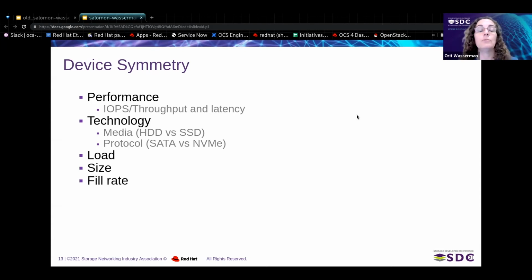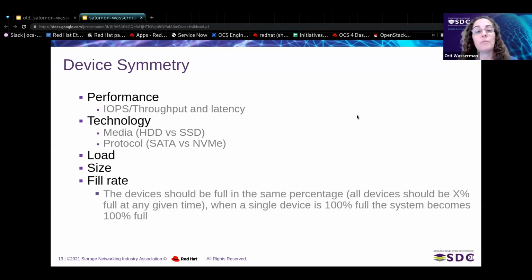And we need to care about how we fill the devices. If we don't fill the devices at the same rate, we'll get the system full because we are using replication. So if, for example, we have 3 devices and one gets full, we cannot write anymore. So we need to make sure that the fill rate is the same on the devices in the system.